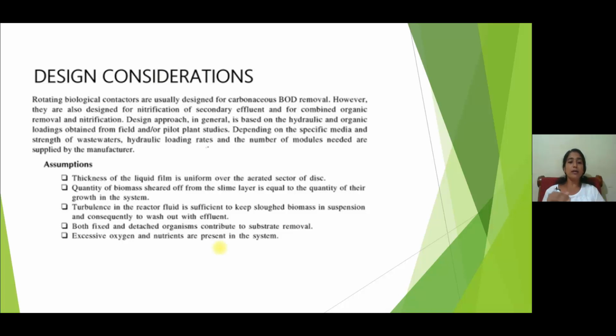Then the quantity of biomass sheared off from the slime layer is equal to the quantity of their growth in the system. Then the turbulence in the reactor fluid is sufficient to keep sloughed biomass in suspension and consequently to wash out with the effluent. Then both mixed and detached organisms contribute to substrate removal, and excessive oxygen and nutrients are present in the system. These are the assumptions made in the design considerations of RBC.